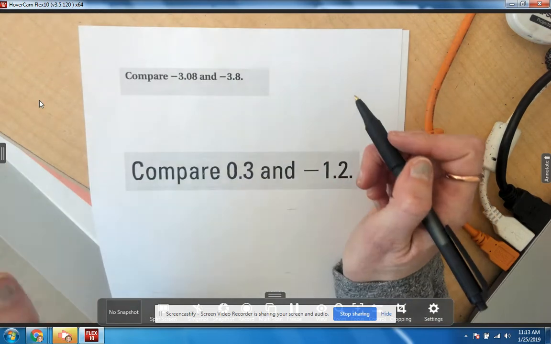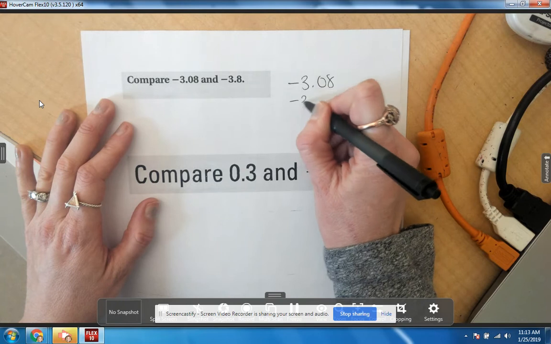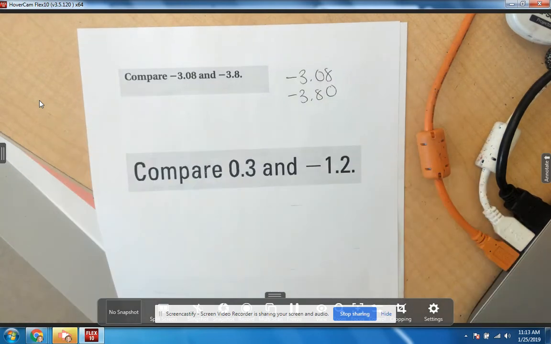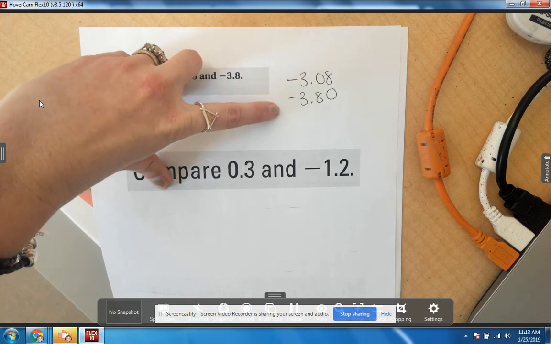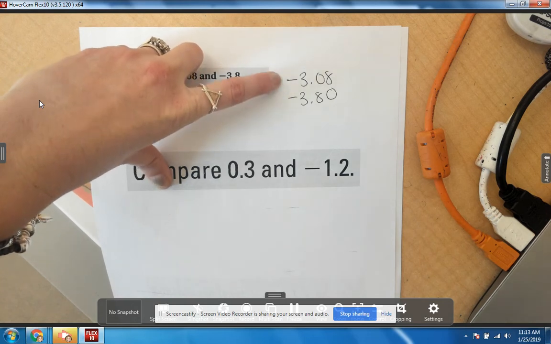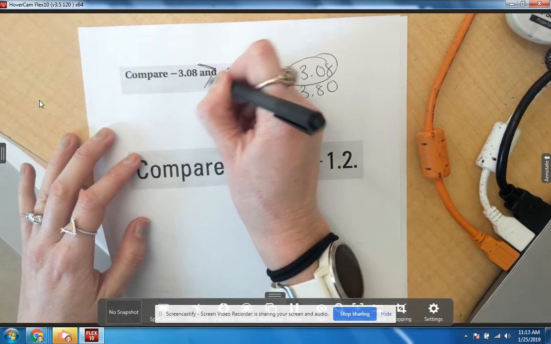I'm going to try this one with you. So negative 3.08 and negative 3.8. Add a 0, pretend the decimal's not there. So I'm pretending that this is negative 308 and negative 380. So the smaller it looks, the bigger it is. So that would be the bigger number, so it opened towards this one.